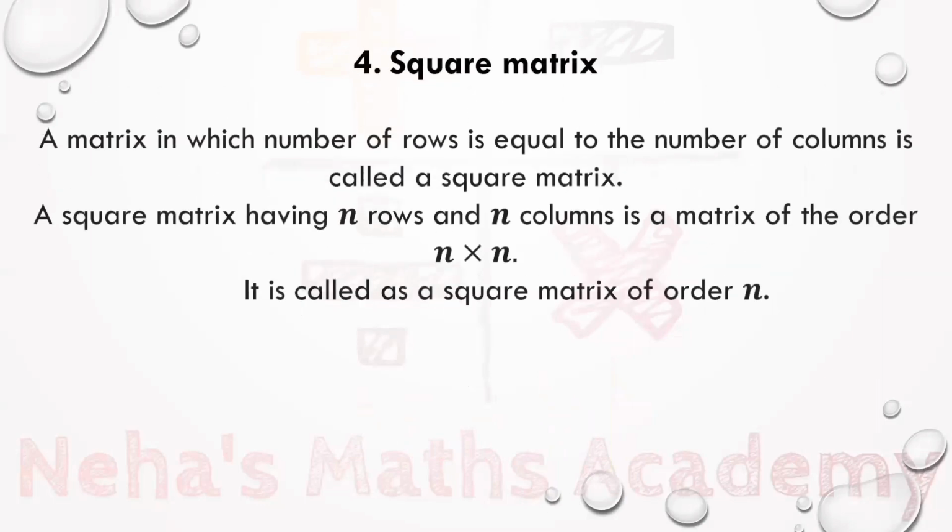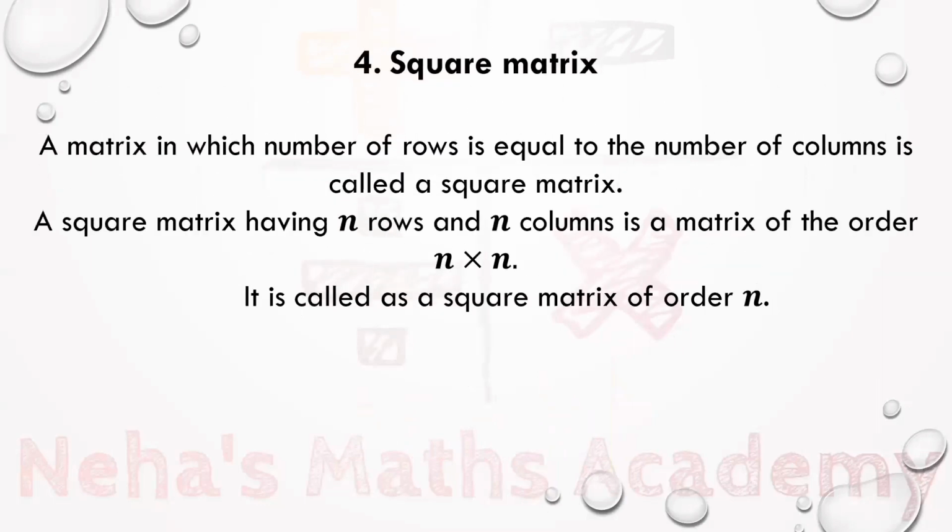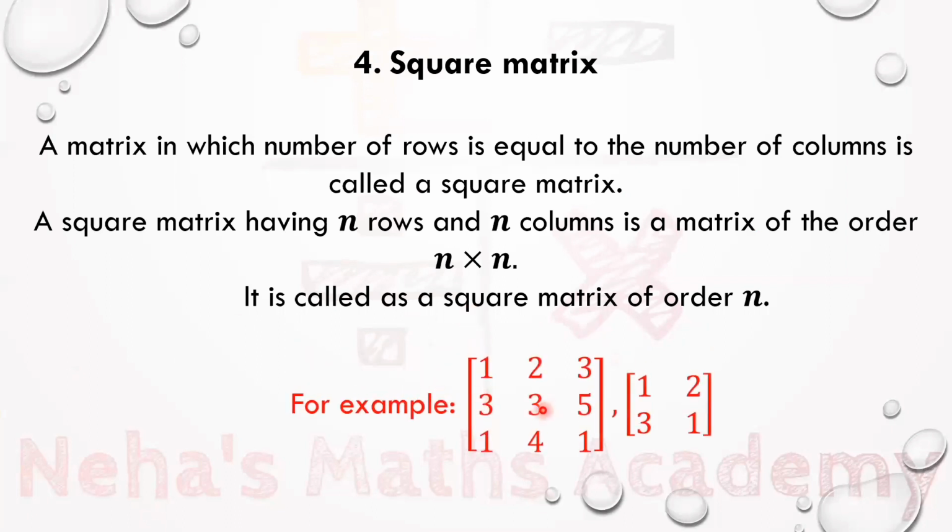Next is a square matrix. A matrix in which the number of rows is equal to the number of columns is called a square matrix. A square matrix having n rows and n columns is a matrix of order n cross n. It is called a square matrix of order n. For example, in the first matrix, there are 3 rows and 3 columns. So it is a matrix of order 3 cross 3, or simply a square matrix of order 3. And in the second, there are 2 rows and 2 columns. So it is a square matrix of order 2.